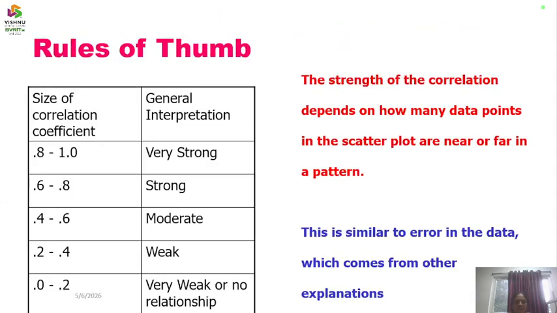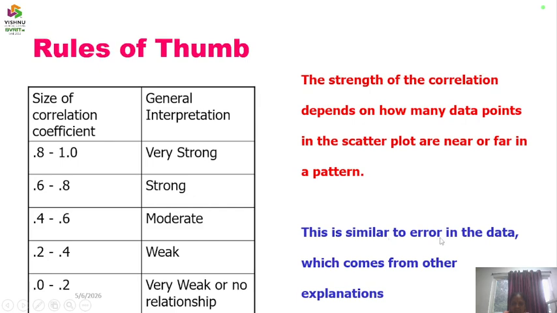Next, rules of thumb. It's not required, but you can see it here also. Whenever it is 0.8 to 1, it is very strong; 0.6 to 0.8, strong; and this is moderate. In the third or fourth slide, we got a value of 0.2, right? So I said weak. How do I know that? Because of the rules of thumb, right? The strength of the correlation depends on how many data points in the scatter plot are very near or far from the pattern.